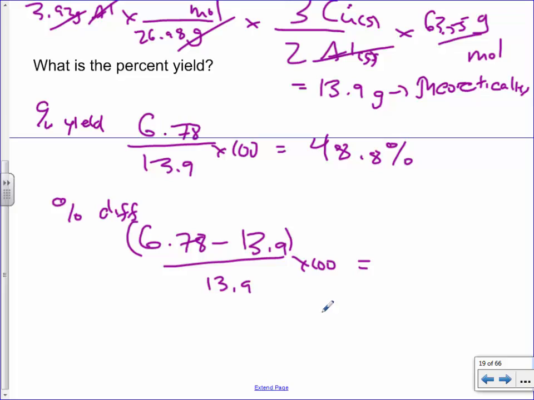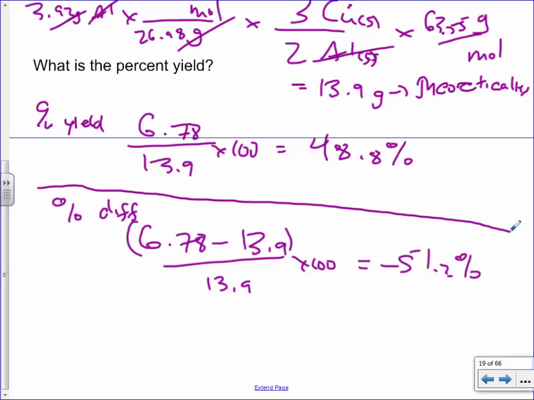What'd you get? I don't know what I'm doing wrong. No, you're right. Negative 51.2%. No, you're right. Okay, so stay with me for like 2 more minutes, guys. I'm almost done. I asked someone to calculate the percent difference.